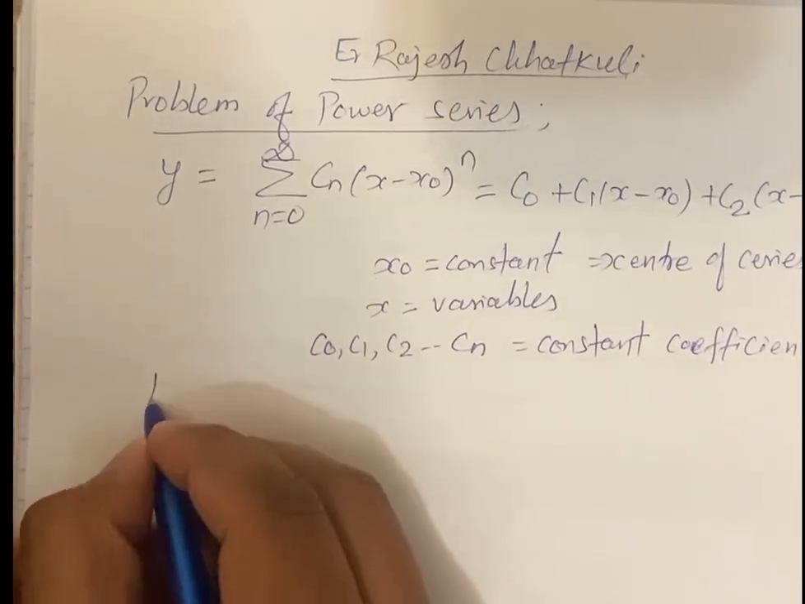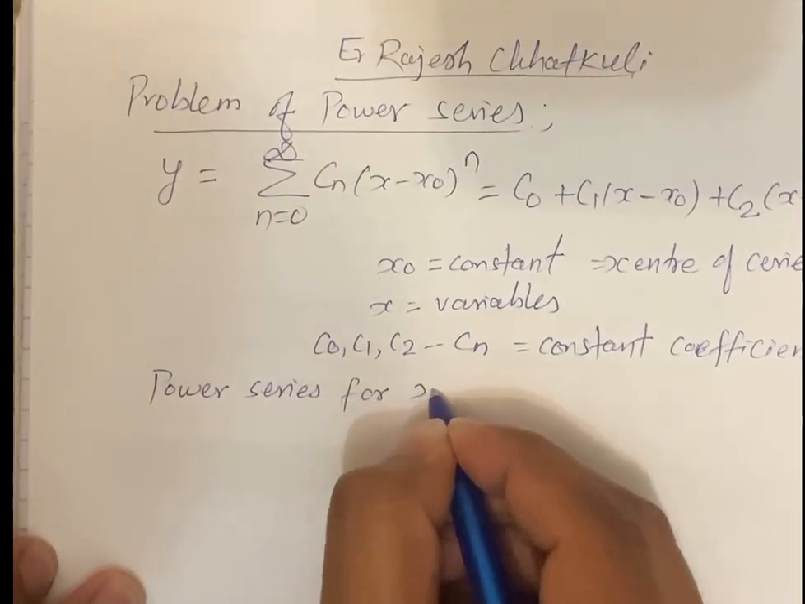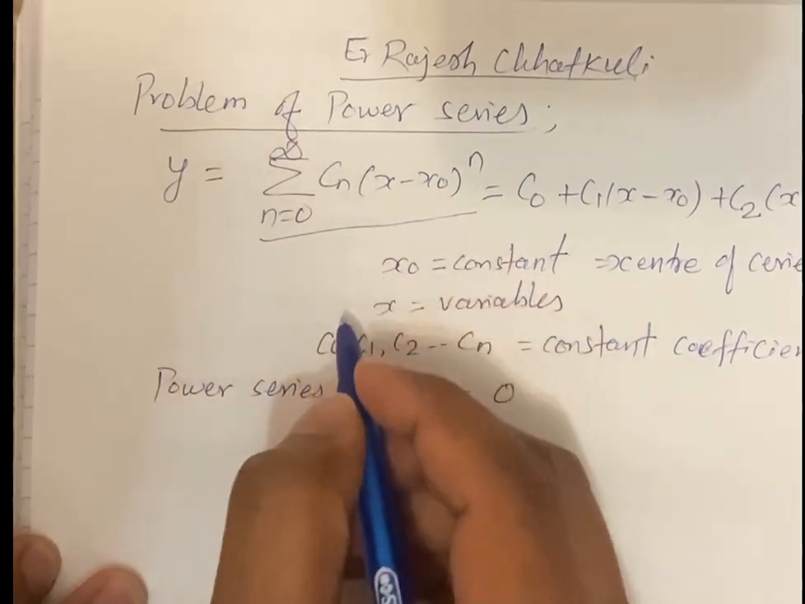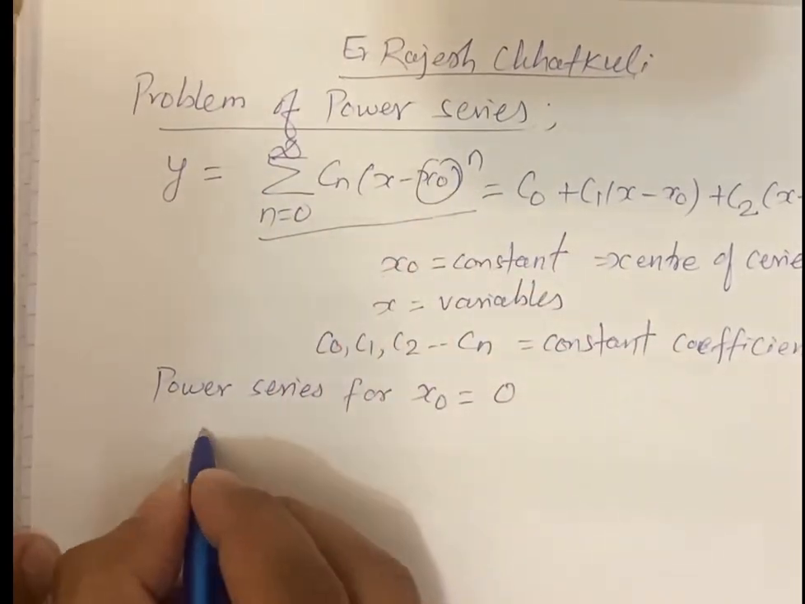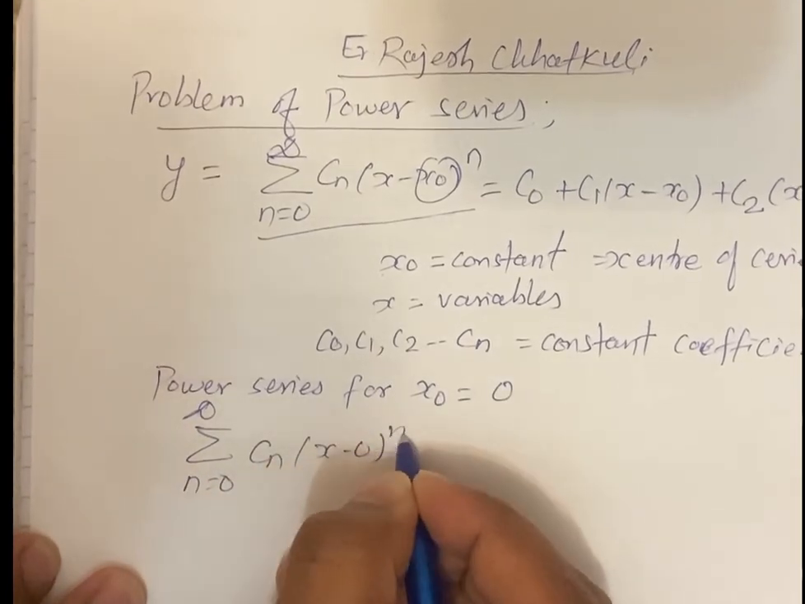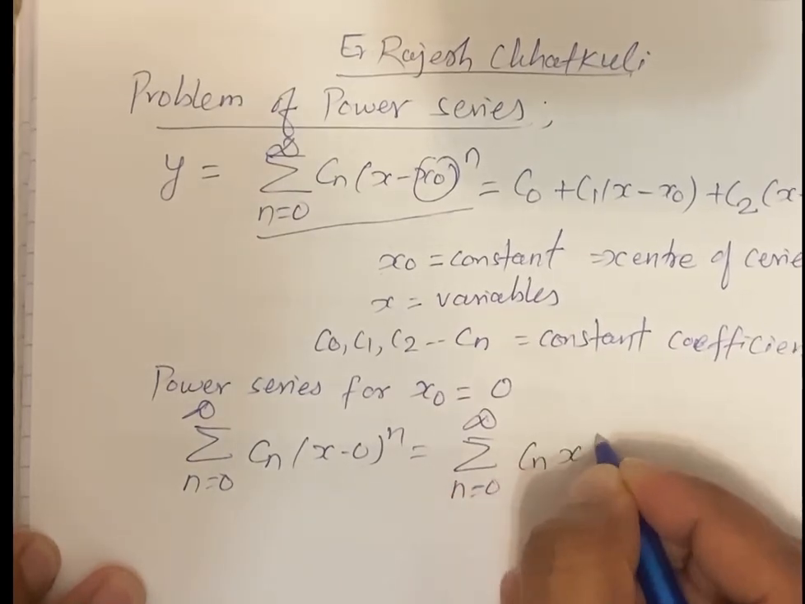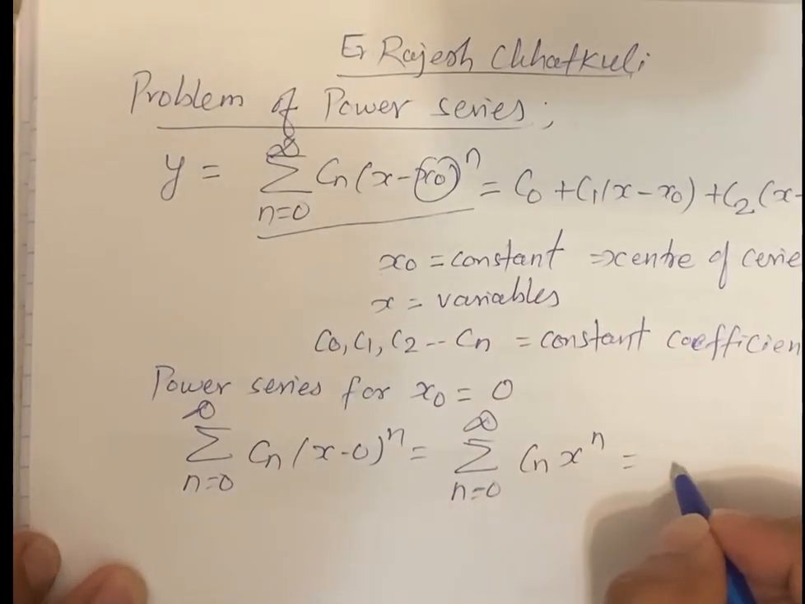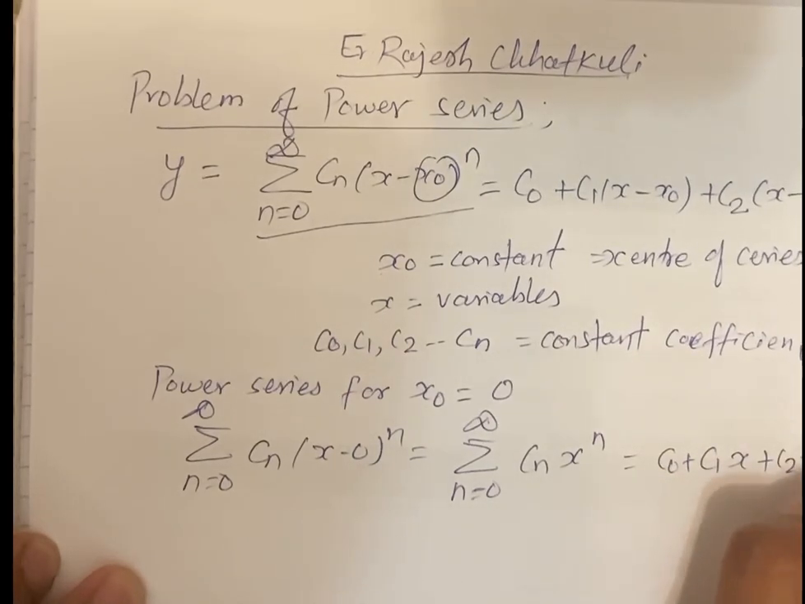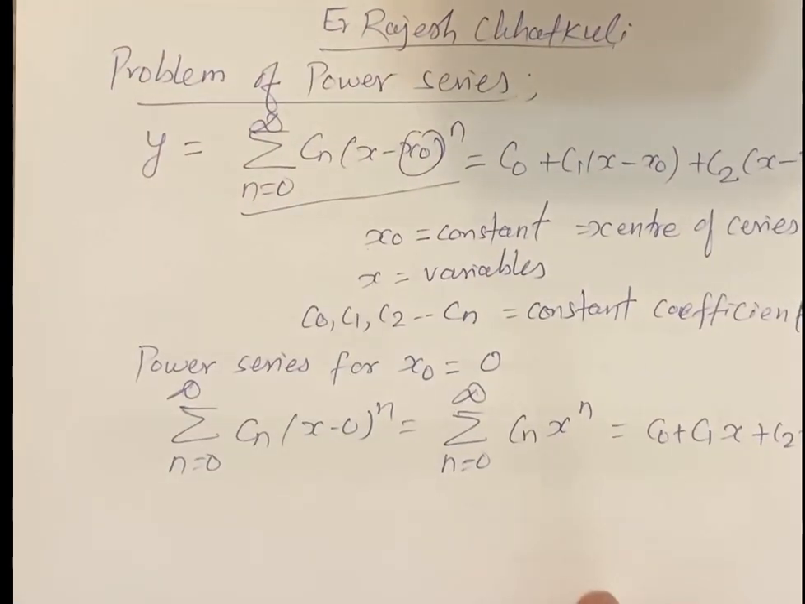Then the power series for the center of series x0 equal to 0 is given by the same formula, just putting x0 equal to 0. That is, the sum from n equals 0 to infinity of Cn (x minus 0) to the power n, which is the sum of Cn x to the power n. This is given by C0 plus C1x plus C2x squared, and so on up to the nth term.